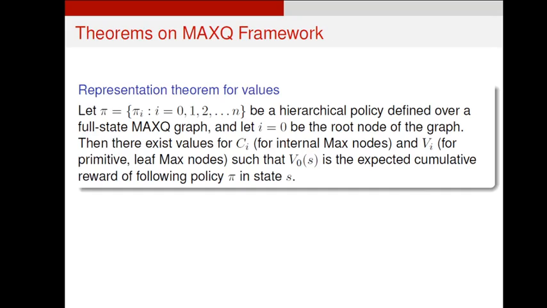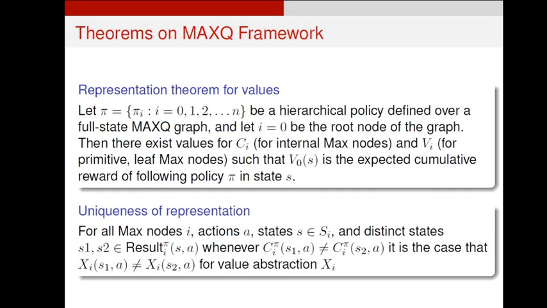The second one is that the tree diagram is unique. Uniqueness of representation: for all max nodes i, actions a, states s1, s2 in S_i, and distinct states s1, s2 element of the result of our subtask i under the policy π with state s, a. That means it's a return under the policy π for the top subtask i at the state s with the action a. Remember, these s1 and s2 are in this same hierarchy.